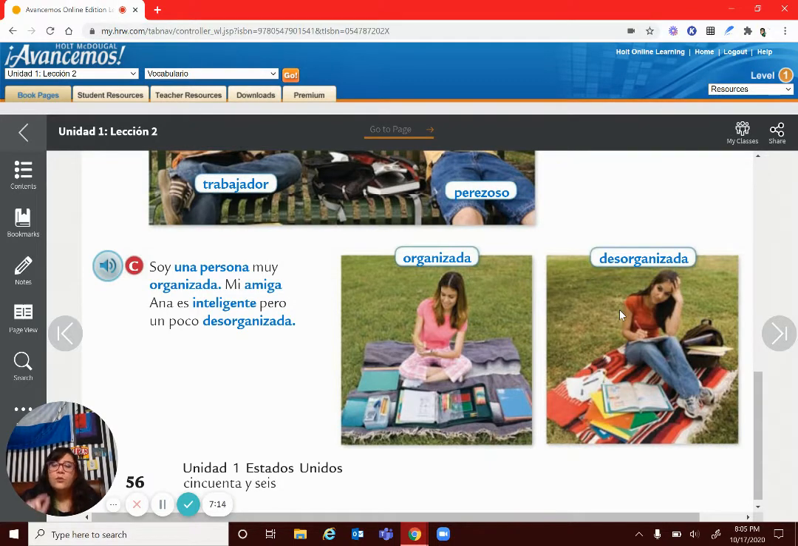But, un poco desorganizada. And you can kind of see, Sandra was organizada. Had her stuff all nice on her blanket. Her amiga, her friend, not too much. She's desorganizada. A little disorganized. If you were talking about guys here, you would say organizado or desorganizado. Unorganized or disorganized.